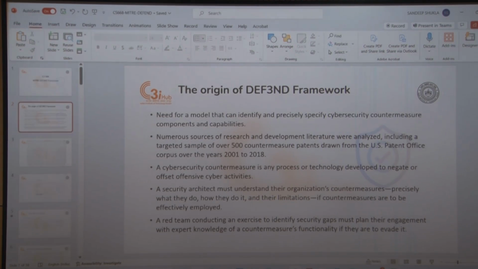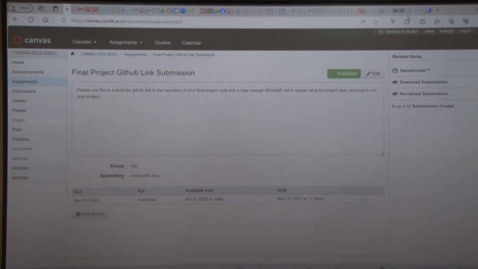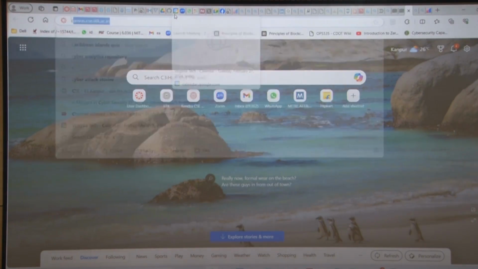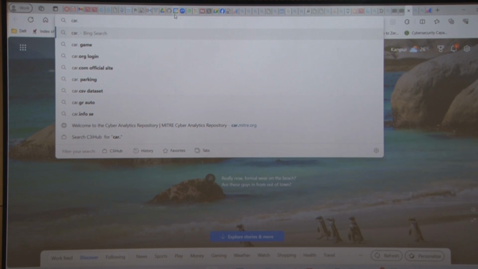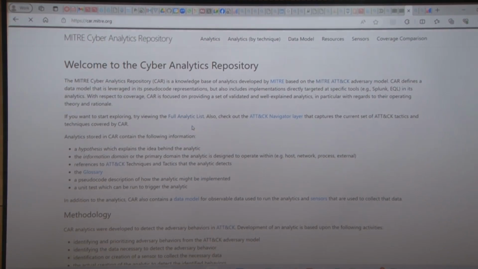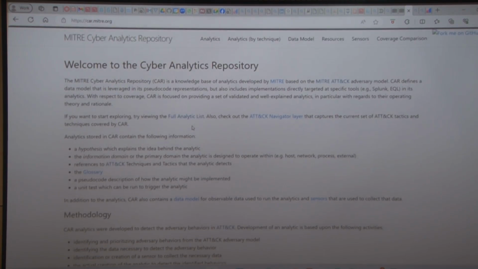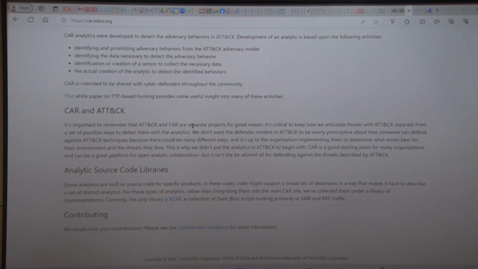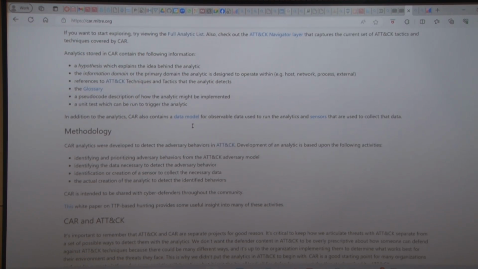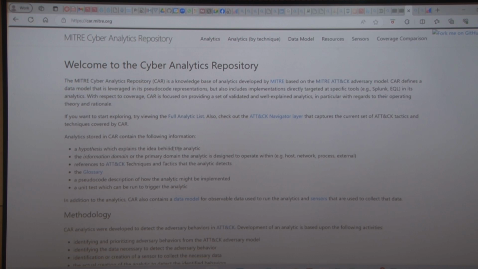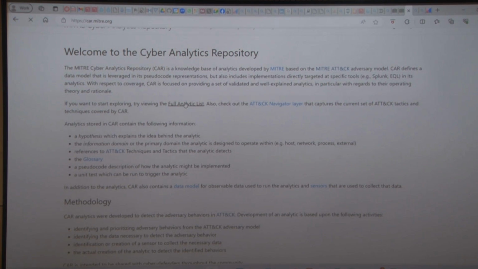So one of the good resources that you might not have seen is the MITRE Cyber Analytics Repository, or CAR. This is a very useful site and knowledge base for those who are working on cyber security, especially those who are working on operational cyber security. So if you go and look at their full analytic list.